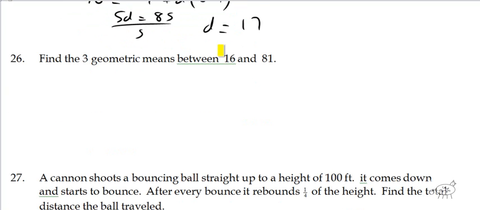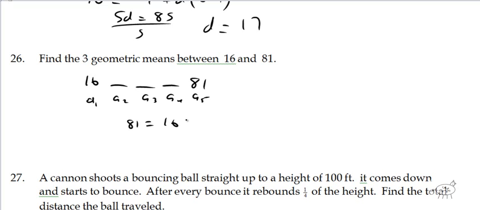Okay, so 3 geometric means, just same idea. So 16 blank blank blank 81. So this is a sub 1, a sub 2, a sub 3, a sub 4, a sub 5. And if I plug this in to find r, which I need to, it's 81 equals a sub 1 times r to the n minus 1, so to the 5 minus 1. So I divide by 16, and I get r to the 4th equals 81 over 16.